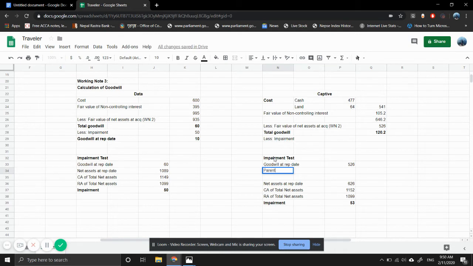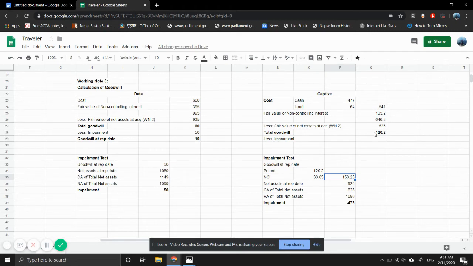So parent and then NCI. The parent's goodwill is this figure, whereas for NCI, it's this figure into the parent's goodwill. If 80% is equal to 120, then 20% will be 20 divided by 80 into the figure. So our total goodwill will be this figure plus this figure. We are just making it comparable.